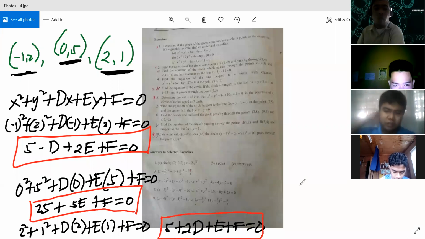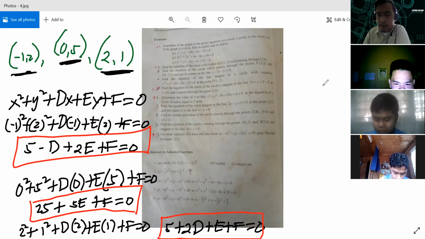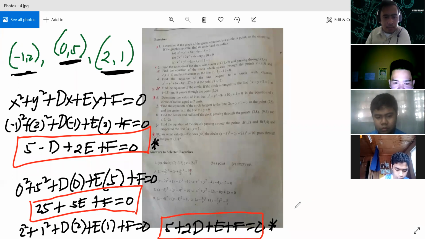Okay. We have now three equations with three unknowns. So you may select among them. You may pair two equations, then eliminate one unknown. Here it would be better that you use this equation and this equation to eliminate something. And how to do that?